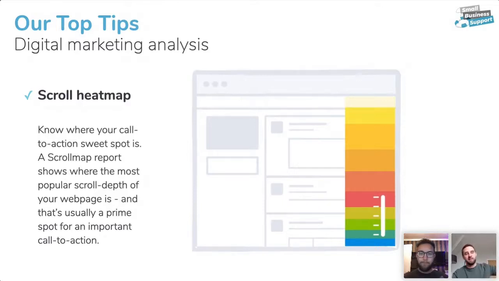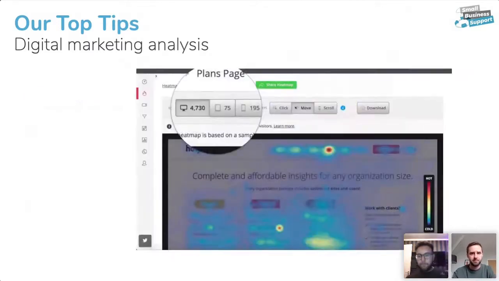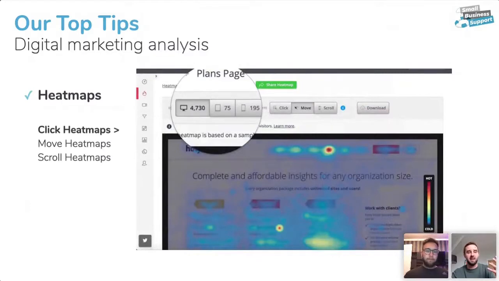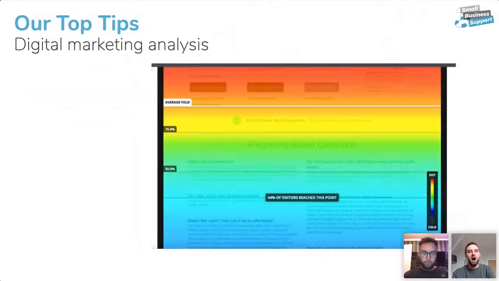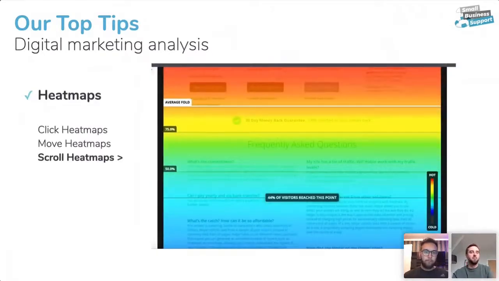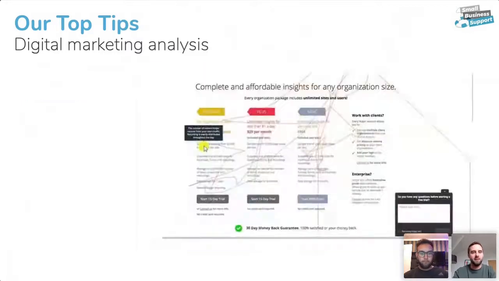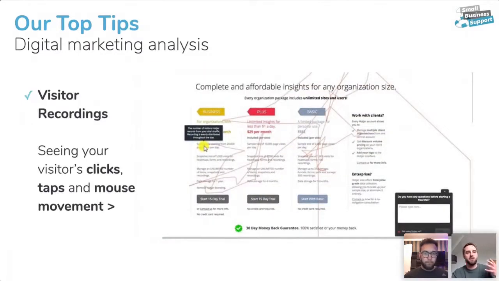So as well as installing analytics and using that for really in-depth goal setting and reporting, you can indeed see where people are clicking on another tool that we're going to show you in a minute. Click heat maps, scroll heat maps, move heat maps. It's all there available for you. But imagine if you could even record how people are behaving on your website.